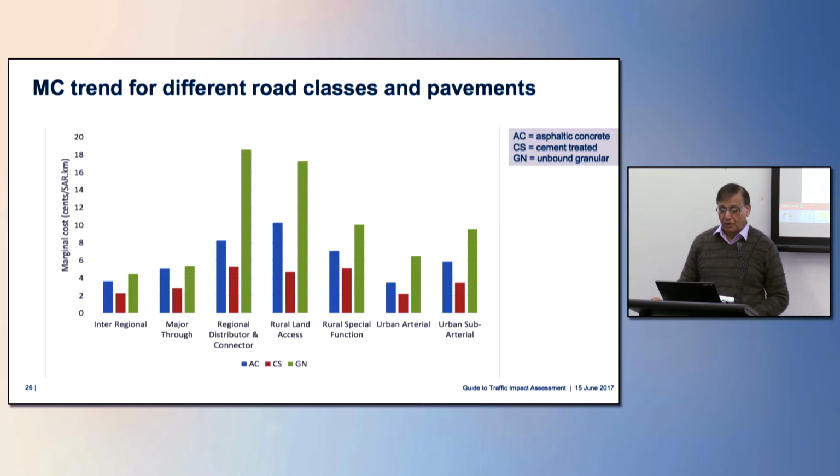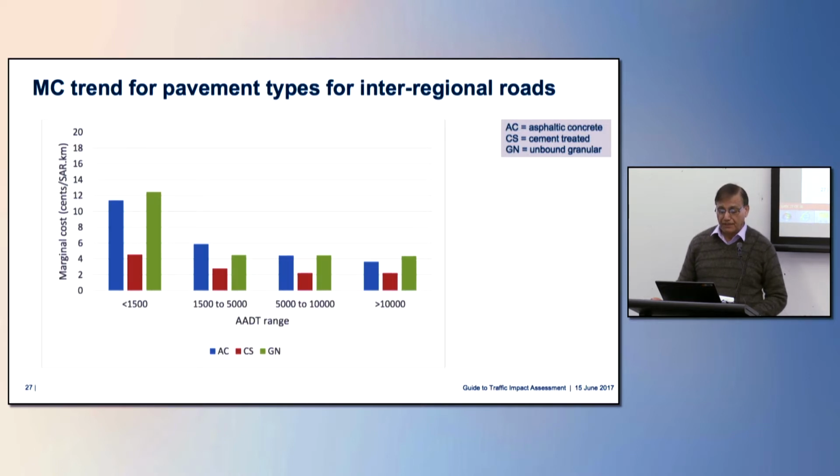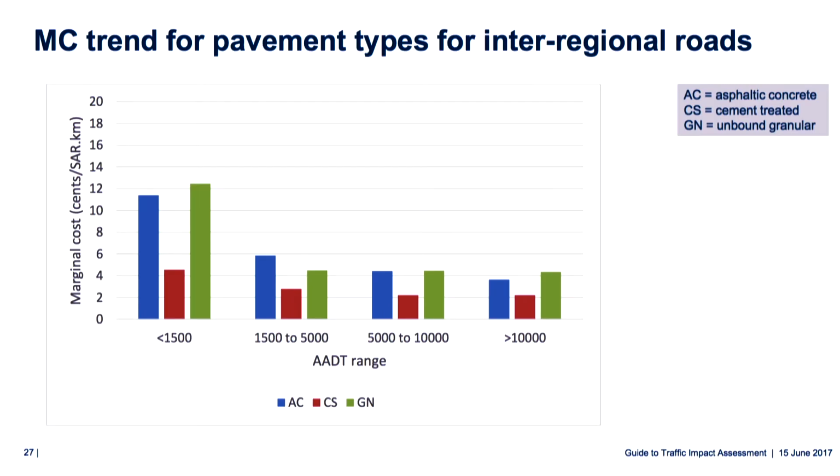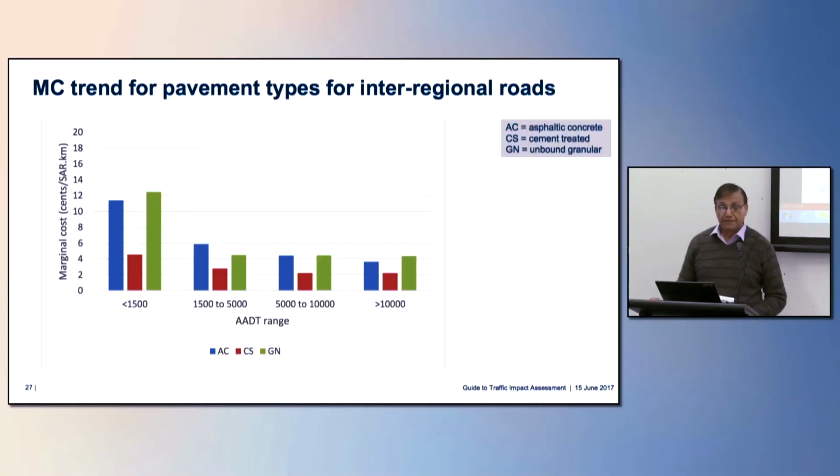Now this graph shows the marginal cost for different traffic volumes, less than 1,500, 1,500 to 5,000, 5,000 to 10,000, and greater than 10,000. Again, also depending upon the material type, which is asphalt concrete, cement stabilized, and granular material. So the marginal cost varies depending upon the traffic and the material type, as you can see from the graph.